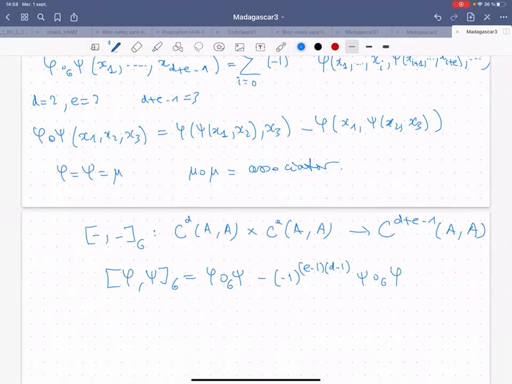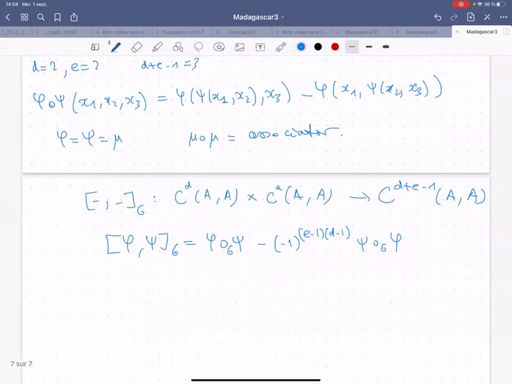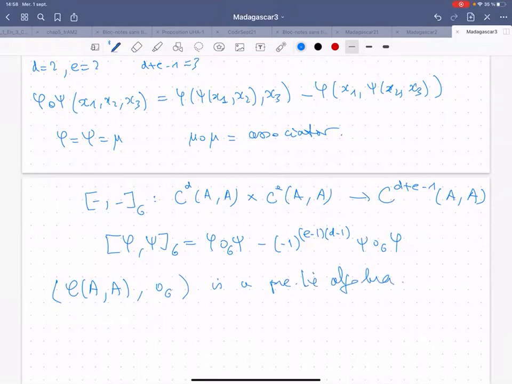And now, what about the structure of this C? This C^*(A,A) with the circle is a Prelie algebra. This Prelie algebra appeared first here, where I defined this Prelie algebra.